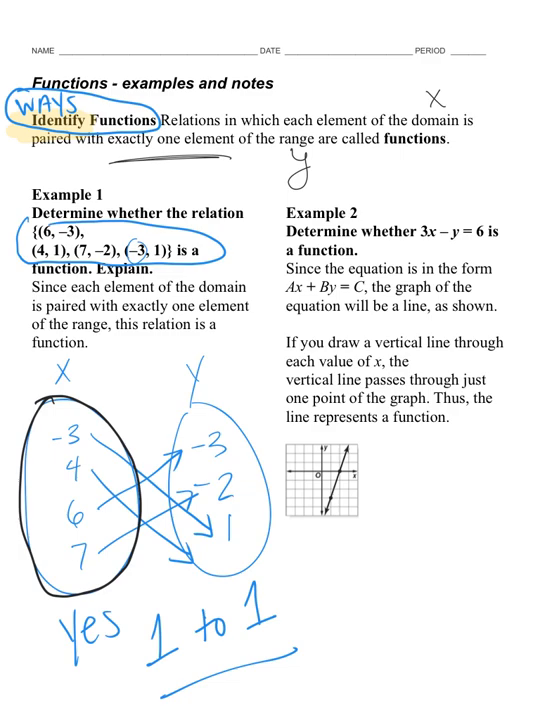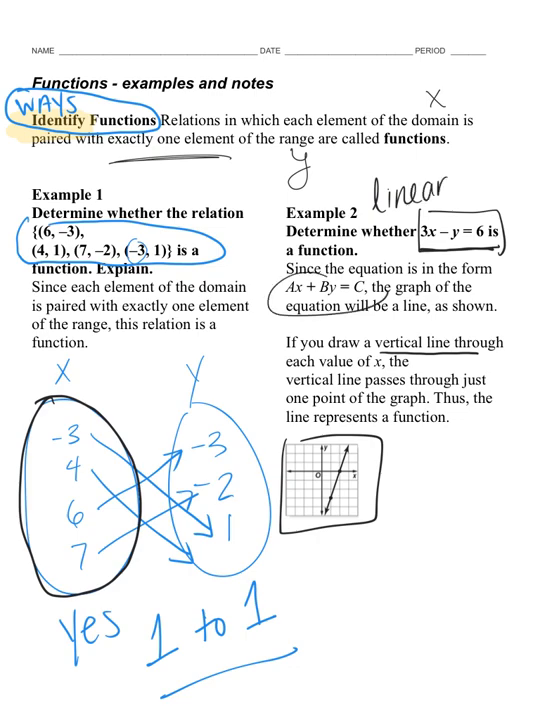Let's go over some more examples. Determine whether this equation, 3x minus y equals 6, is a function. The answer is yes, because it can pass the vertical line test. This graph right here is this equation. This is a linear equation. It can be expressed like this, which is standard form. Does everybody remember y equals mx plus b?